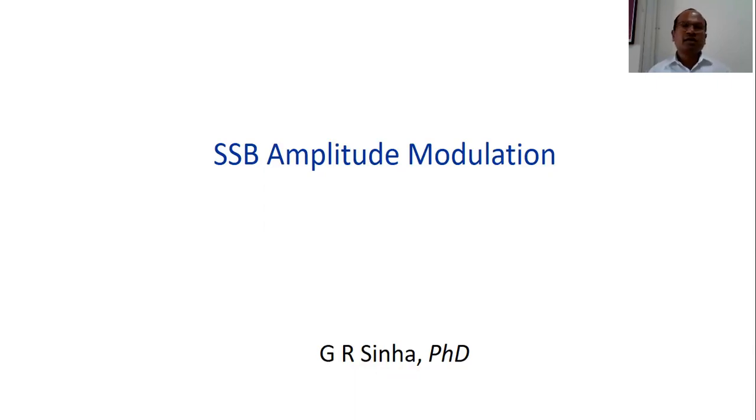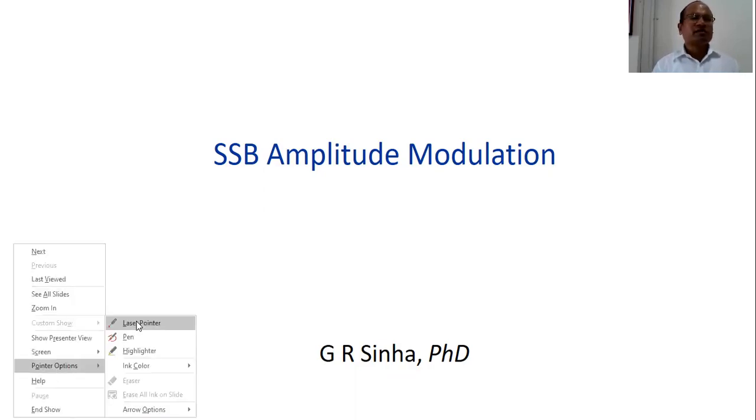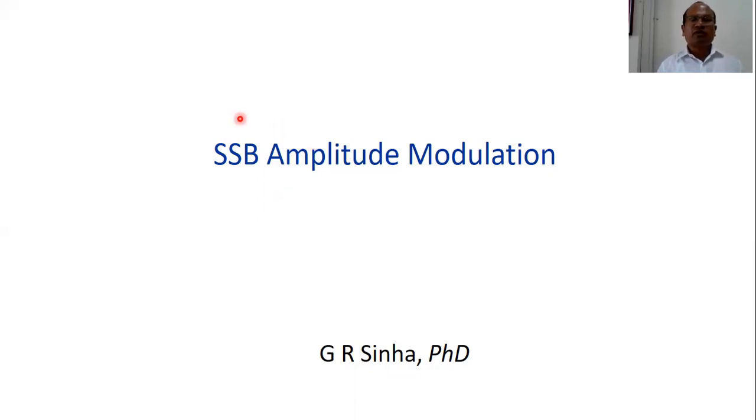Everyone. Single sideband amplitude modulation, SSB AM. Single sideband modulation is a type of amplitude modulation where we send only one sideband, right? We do not send both the sidebands, and we communicate only one sideband. Any one of the sideband is transmitted.